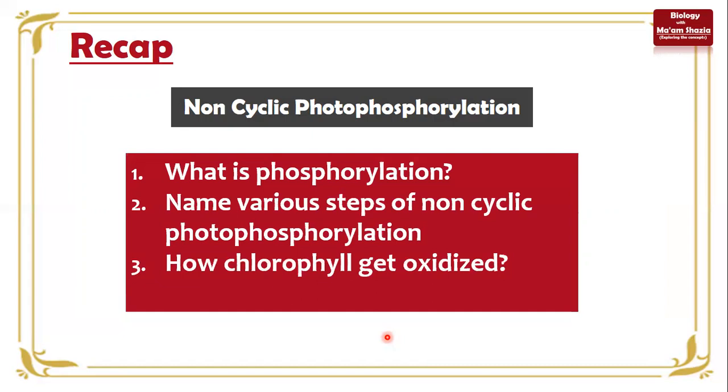How does chlorophyll get oxidized? The chlorophyll molecule gets oxidized by removing two electrons from P680. How? By absorbing photons, removing the electrons and giving the electrons to the primary electron acceptor. Importance of photolysis: yes, photolysis is very important as it provides the chlorophyll molecule the electrons, provides us oxygen, and provides hydrogen ions to the NADP.